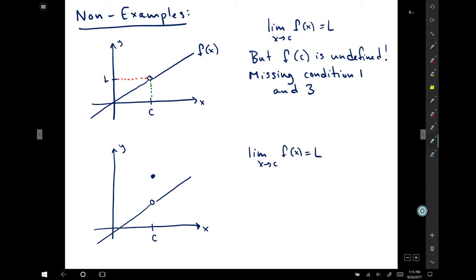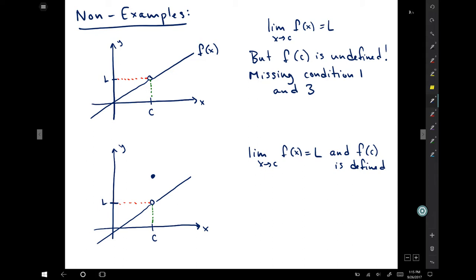So if I take x equals c and I go up like this and I go over here, that's still some finite value L. And I also have that when I plug c in, I get some value out. So f of c is defined.